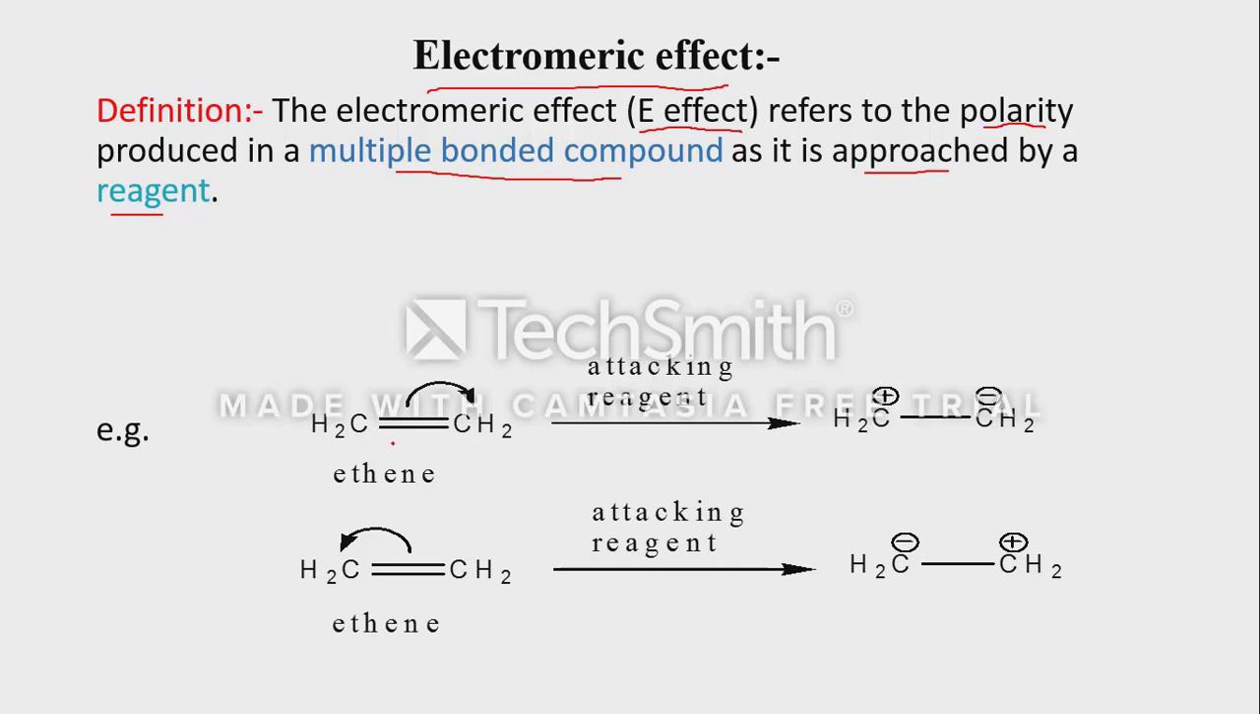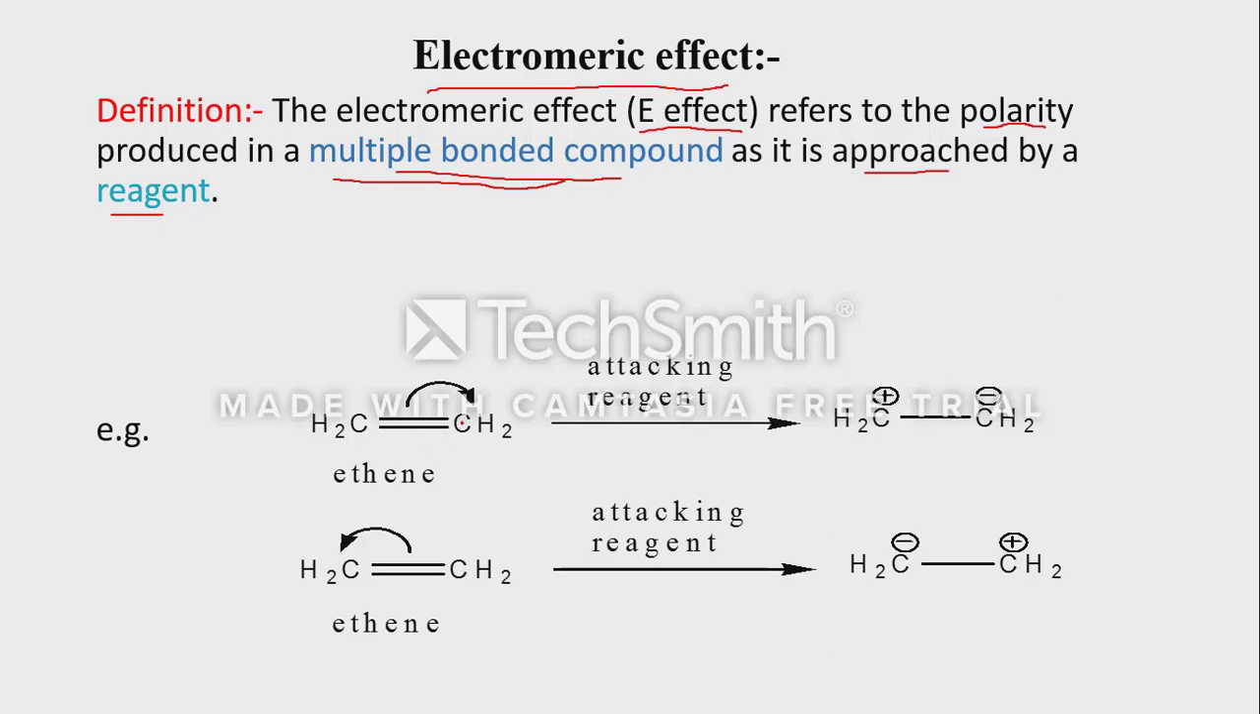In that, ethene has a double bond. Electromeric effect means polarity is produced in multiple bonded compounds, meaning compounds having more than one bond.